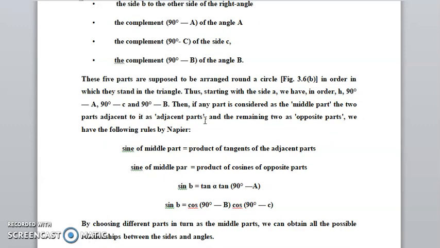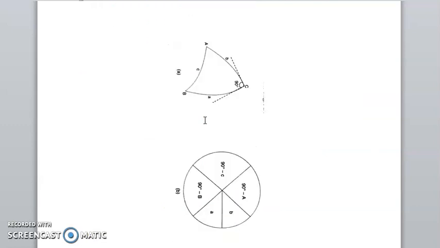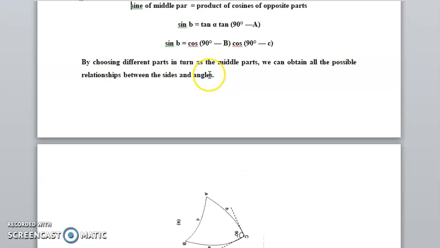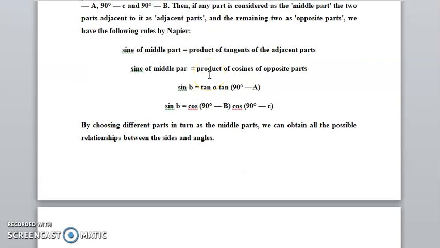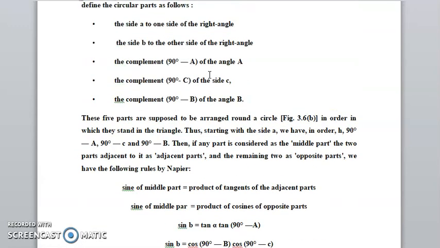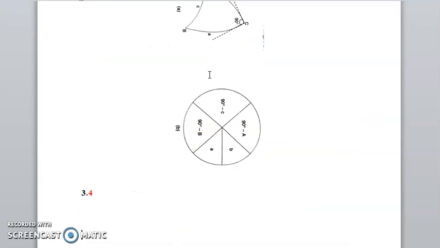By choosing different parts as the middle part, we obtain all the possible relationships between the sides and angles. These are the two figures. We explain 90 minus B, 90 minus A, 90 minus c. I already explained this. Sin A equals how much, sin B equals how much. This is the explanation. These are the components: the complement 90 minus A, complement 90 minus c, 90 minus B, the angle B, the side c and the angle A.